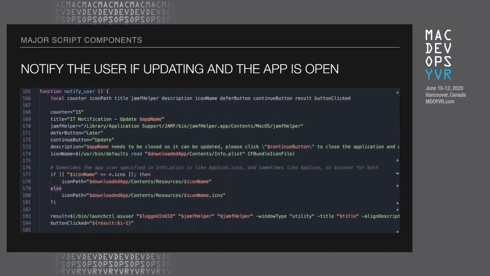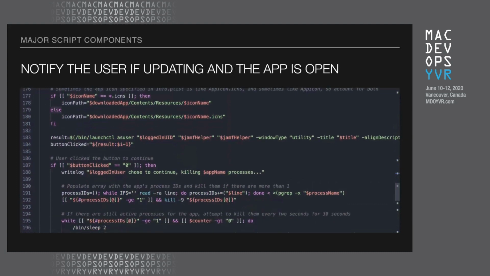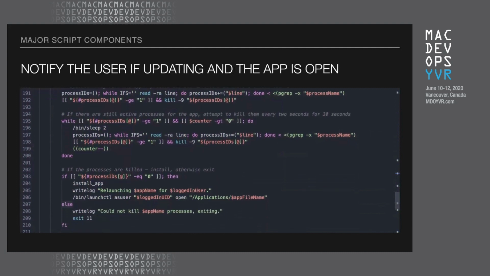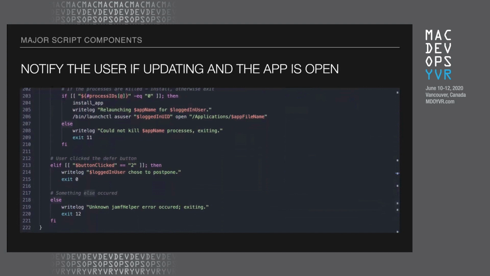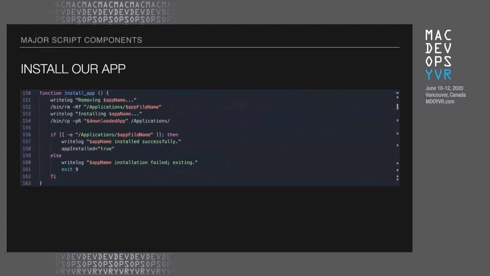Next, if the app is installed, we want to make sure that the user is notified if they have it open. So in this case, we're checking for the process ID of the app, notifying the user through a Jamf Helper dialog box, and they have the option to postpone or update. If they choose to update, we kill the app and then move on to the installation. When we install, we're simply removing the app and copying the app from the DMG to the Applications folder, checking for the existence of the app and setting a variable to true if the app is installed. This is what we'll use to determine if we do a recon when we exit.